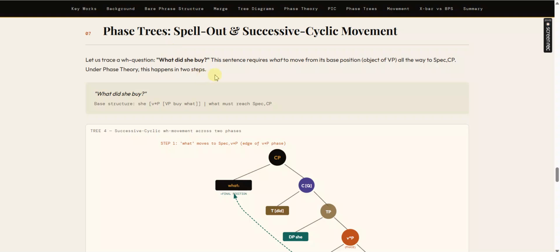Phrase trees. Now let's see with the help of an example, "What did she buy?" In this sentence, what is required to be moved? Here it is the simple base structure: she buy what? From here, buy needs to move to the Spec position.